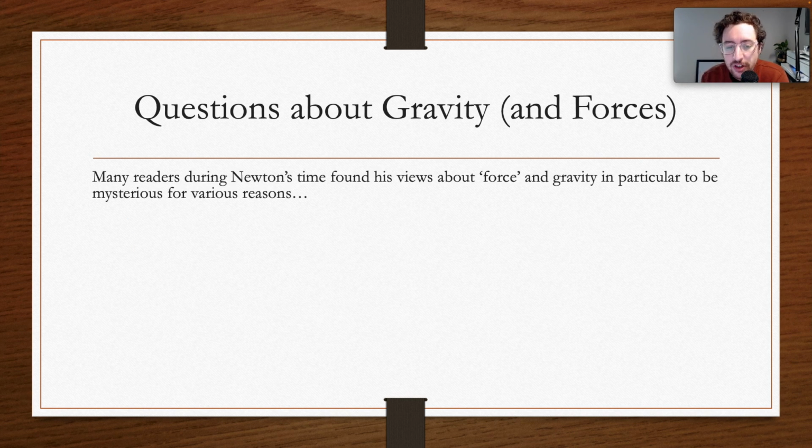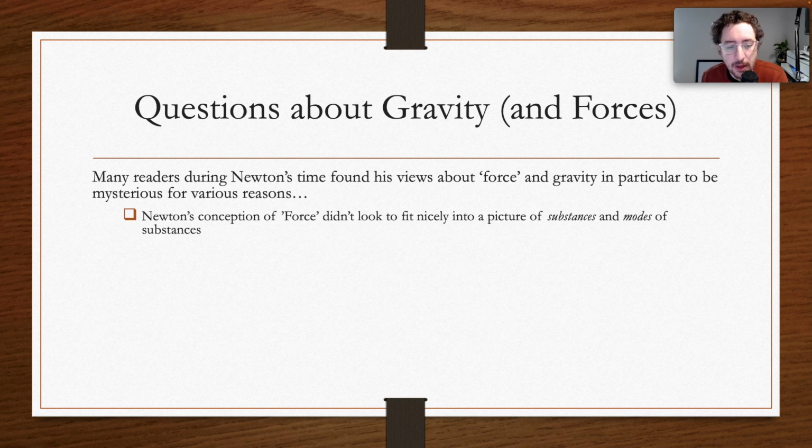So many readers during Newton's time found his views about force and gravity in particular to be mysterious for a couple of reasons. Newton's conception of force didn't look like it fit nicely into a picture of substances and modes of substances. A force wasn't its own independent thing. I can't understand force without physical objects it depends upon. If there were no physical objects, there would be no forces.